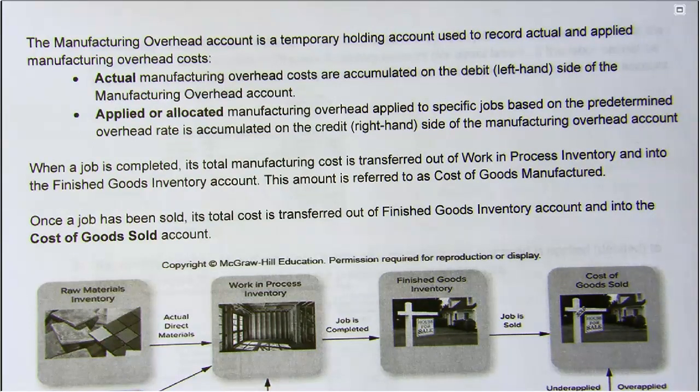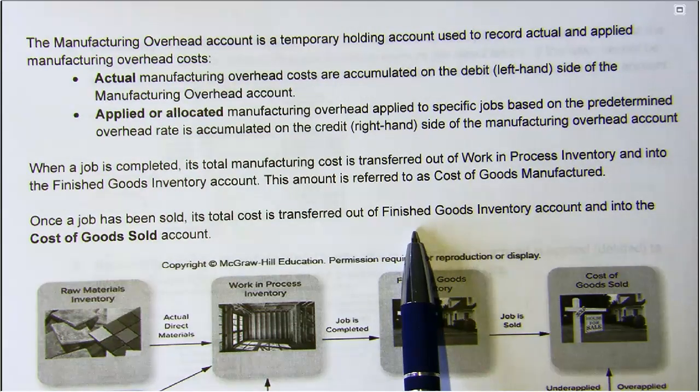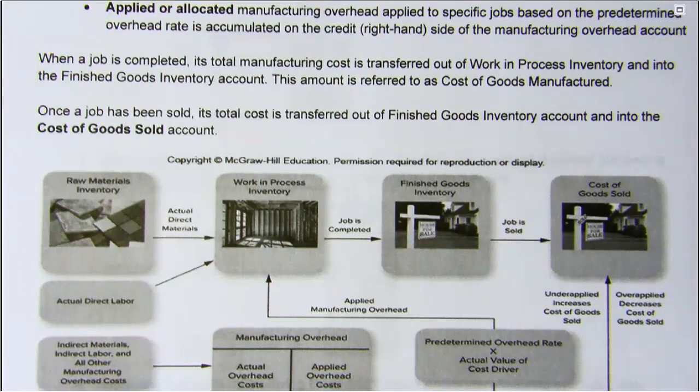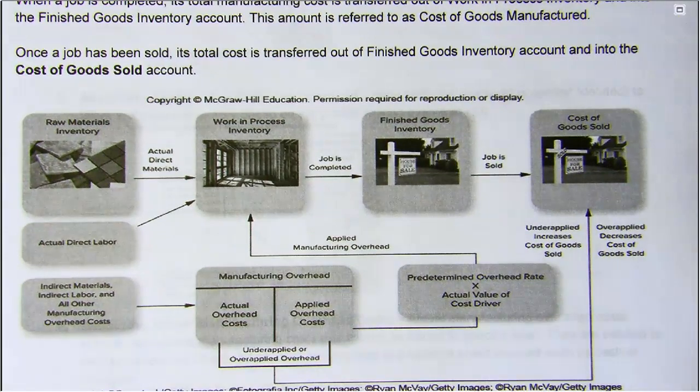Again, once a job has been sold, we transfer it out of finished goods by crediting that asset account and debiting the cost of goods sold account, which is an expense account on the income statement. Let's take a look at the flow of costs to help make this a little bit more clear.